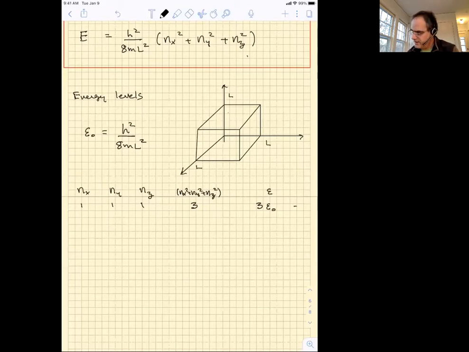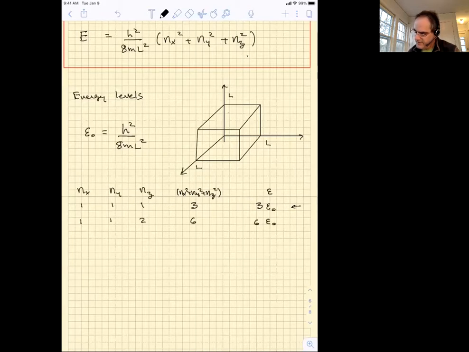And look, it's 3 times higher than it would be for a 1-dimensional particle in the box of the same length. Well, let's look at some of the other states now. How about the state 1, 1, 2? What's the energy here? Did you figure it out? So now we have 1 squared plus 1 squared plus 2 squared is 6. And so the energy is 6 E naught.